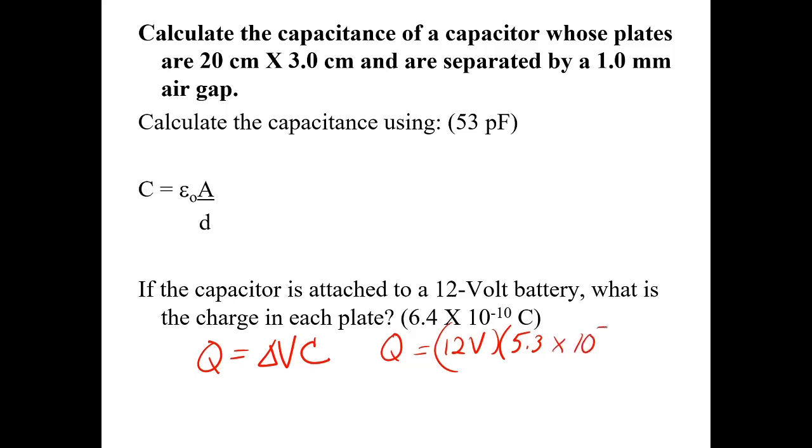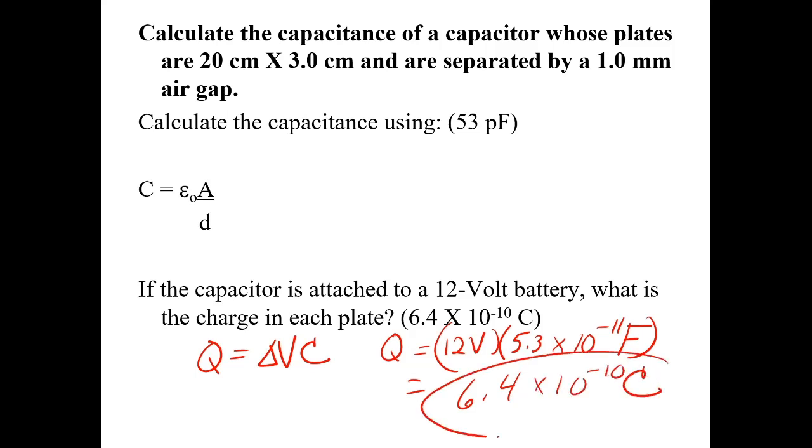5.3 times 10 to the minus 11. We'll just use regular farads because we really should. So 12 times 5.3 times 10 to the minus 11 is indeed 6.4 times 10 to the minus 10 coulombs. So remember, coulombs is a charge unit. I don't know if we've talked about that in a while.